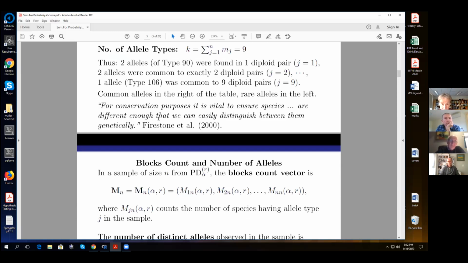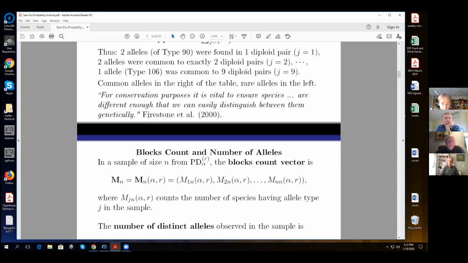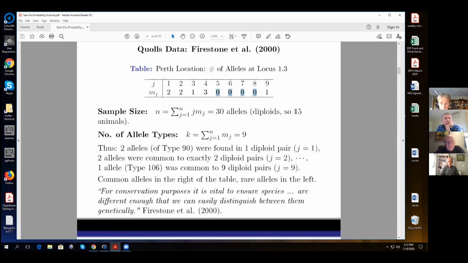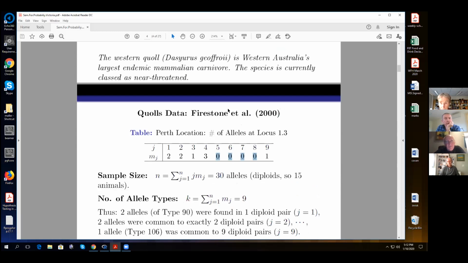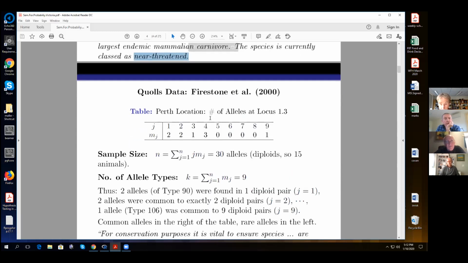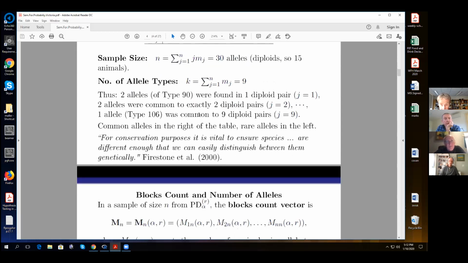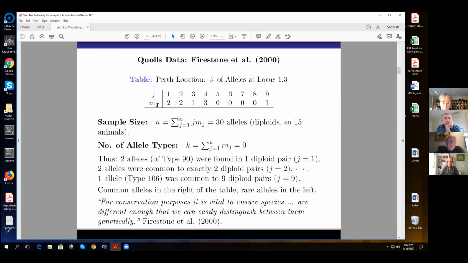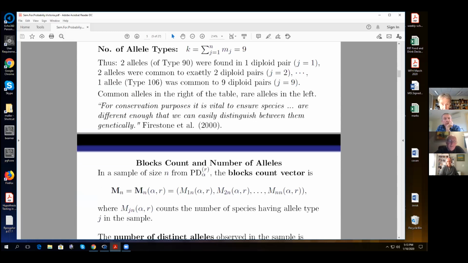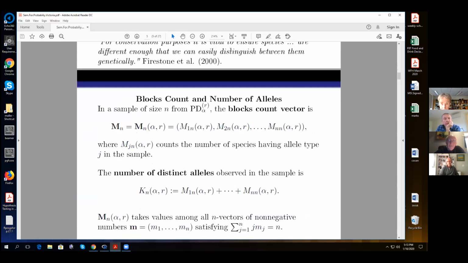conservation. These are environmental biologists, and they're interested in the conservation of the species. As you can see, we're looking at very small samples. This quoll is a threatened species, and data on it is very hard to come by. That's not really the point as far as we're concerned. I want to do asymptotic analysis, but you can see from this small data set the sort of thing that we're looking at.